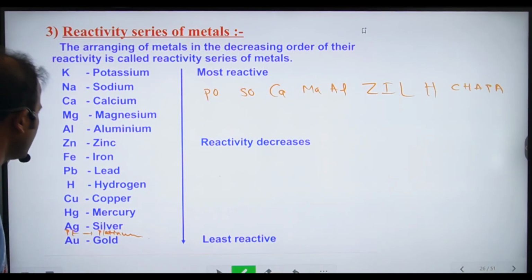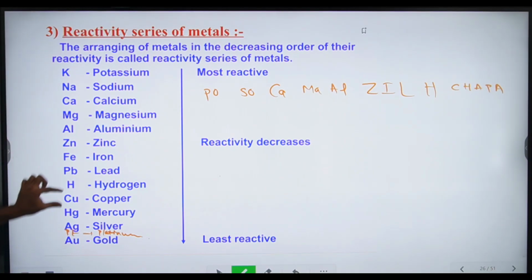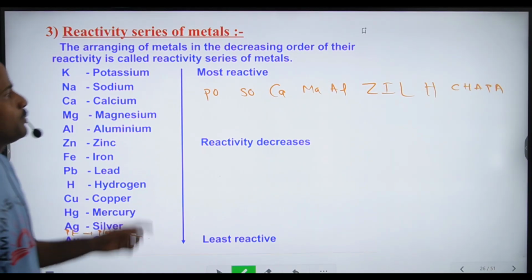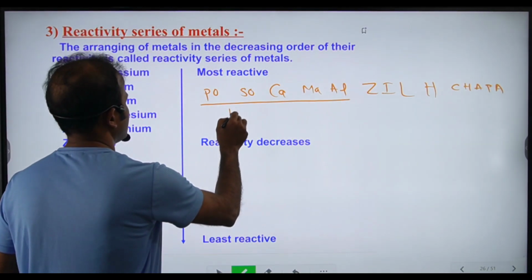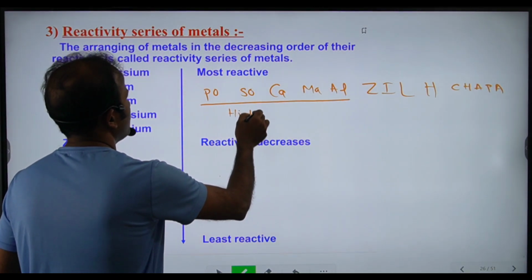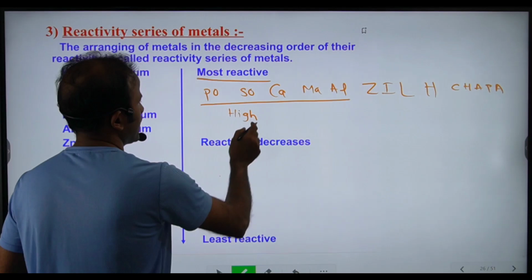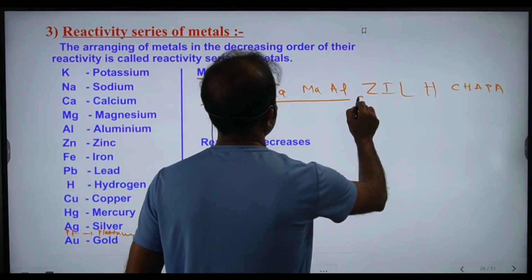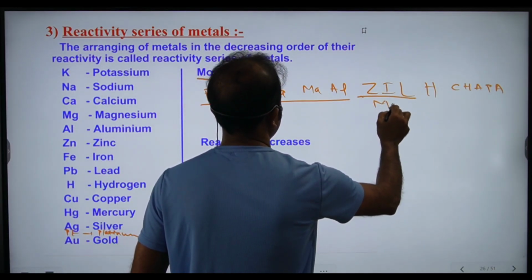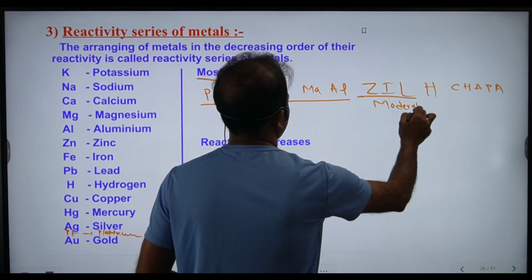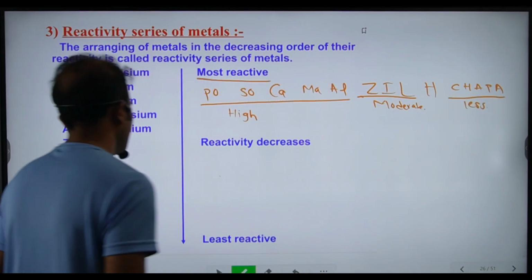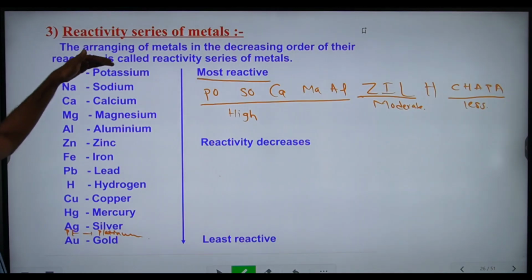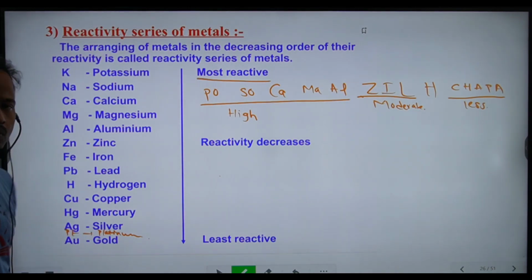Are you able to see this? Right. Posokama Jil H chapa. And here, posokama up to here, these are high reactivity metals, the most reactive metals, and these are having moderate reactivity. And these are having less reactivity, right? So the reactivity order decreases from potassium to gold.